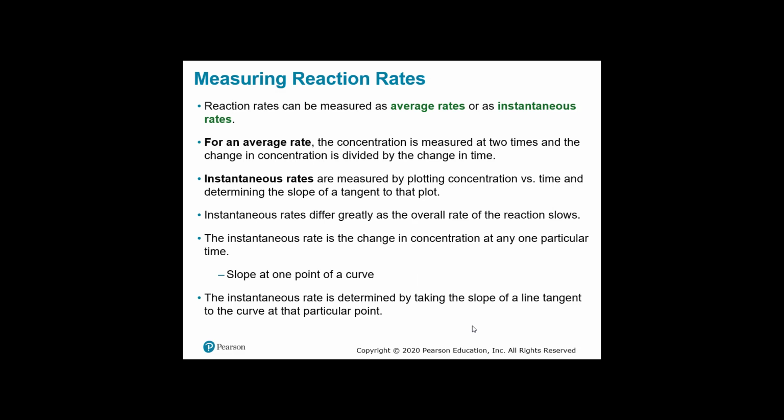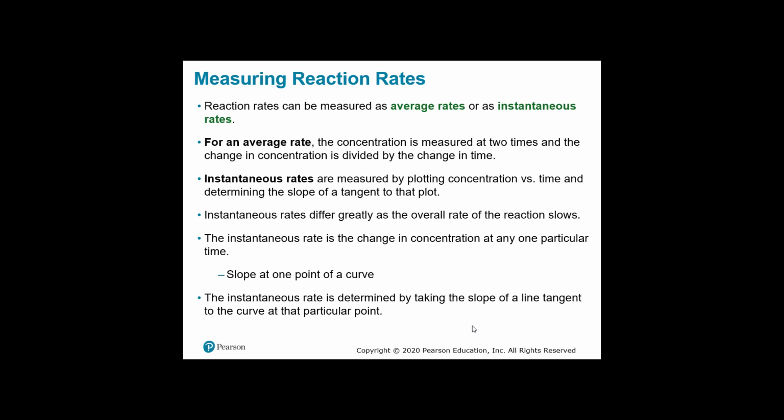Okay, so reaction rates can be measured as average rates or as instantaneous rates. For average rate, the concentration is measured at 2 times, and the change in concentration is divided by the change in time. Instantaneous rates are measured by plotting concentration versus time. So here you have to plot it out. You're going to have data points, you're going to plot them, and we're going to look at the slope of the tangent to determine what values we need to use. Instantaneous rates differ greatly as the overall reaction slows because we're not using as much reactant.